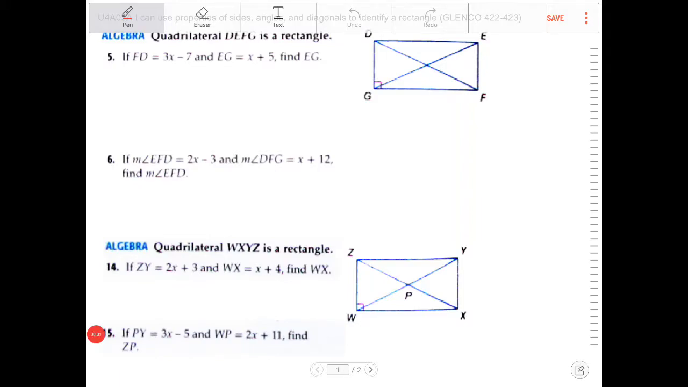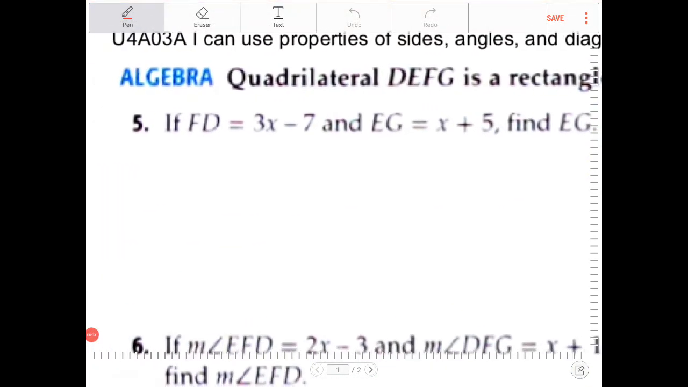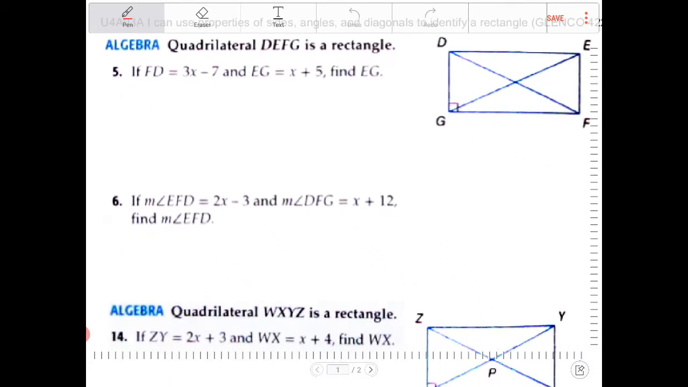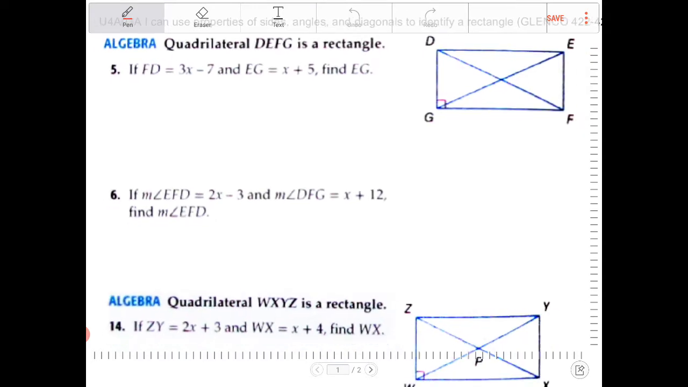Hello students, in this video I will go through exercise U4A03A, which is applying properties of rectangles. Let's take a look. For question 5, it says if FD is equal to 3x minus 7 and EG is equal to x plus 5, find EG.